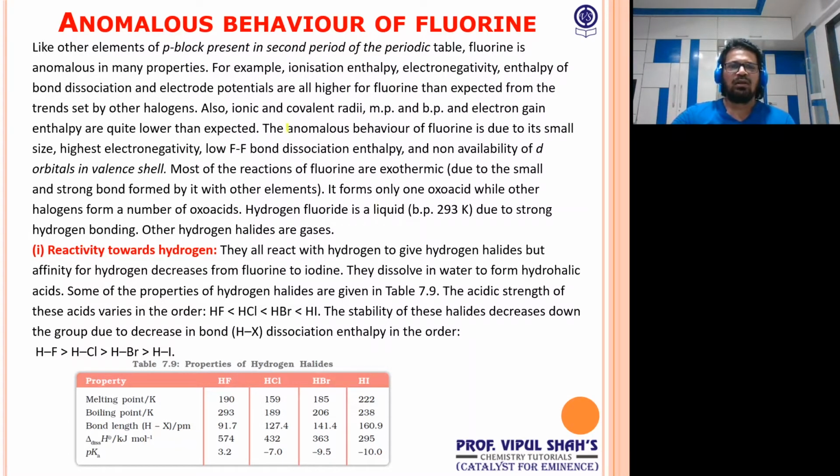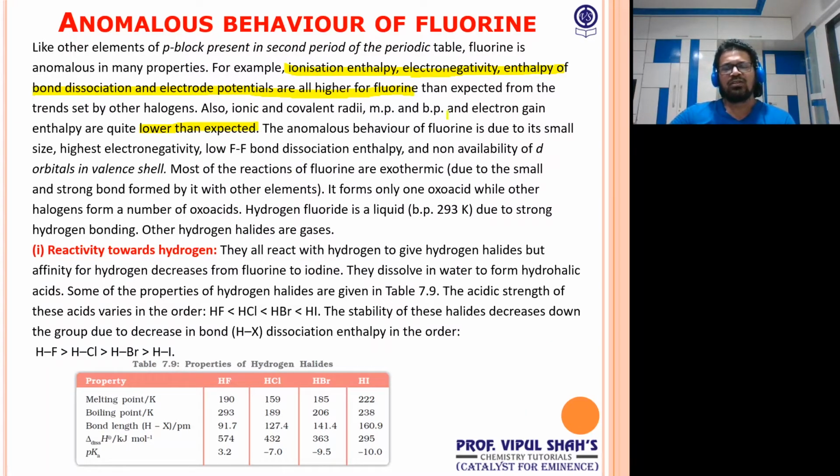Okay, 1. Fluorine, for example, differs because of ionization enthalpy, electronegativity, enthalpy of bond dissociation, and electrode potentials, all of which are higher for fluorine than expected, because fluorine has 7 electrons, so higher ionization enthalpy, electronegativity 4 on the Pauling scale. Enthalpy of bond dissociation, when I am talking about that, that's 1, and second, its electrode potential values are placed on the top. Okay, that's 1. Then ionic and covalent radii, melting point and electron gain enthalpy are quite low than expected. We know electron gain enthalpy has the abnormal order.